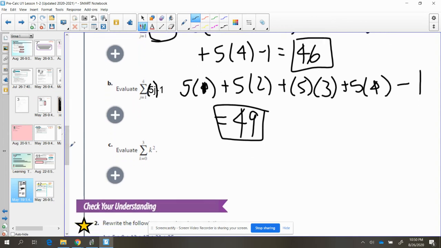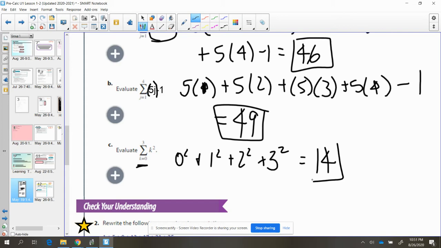Last but not least, part C also needs some care. It is different because we are starting at term 0. Yes, that is a thing. So we're going to start at 0 squared plus 1 squared plus 2 squared plus 3 squared. So we're adding up 4 terms, but we're starting with n being 0, k being 0, x being 0, however you want to look at it, for a total of 14.